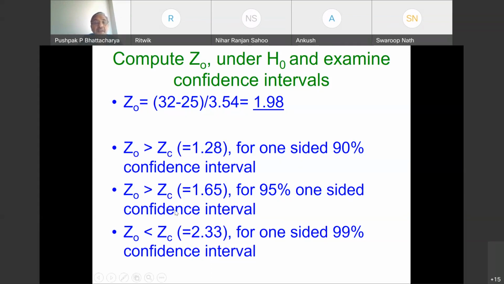Okay. And if 95% confidence interval, then the critical value of Z will be 1.65. And if we want 99% confidence interval, then the critical value of Z will be 2.33. All are one-sided. Okay. So I'm presenting mechanically what is done.